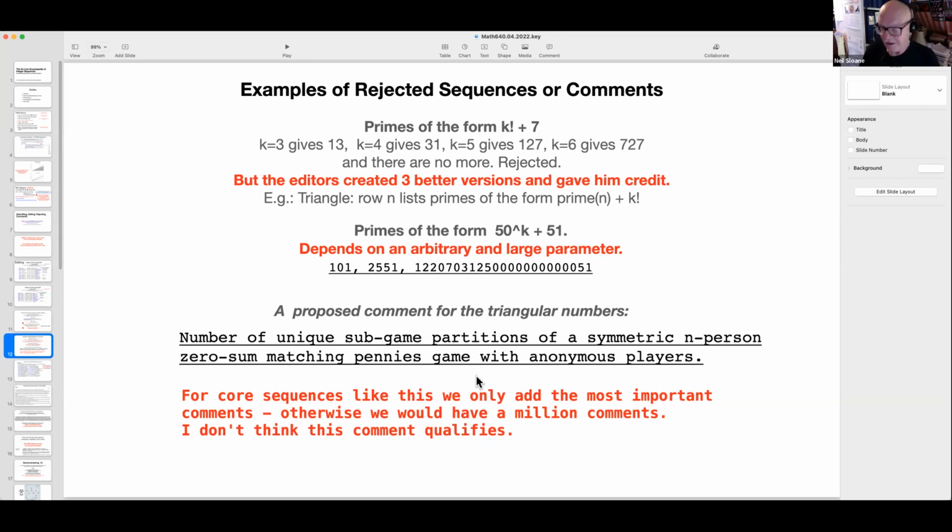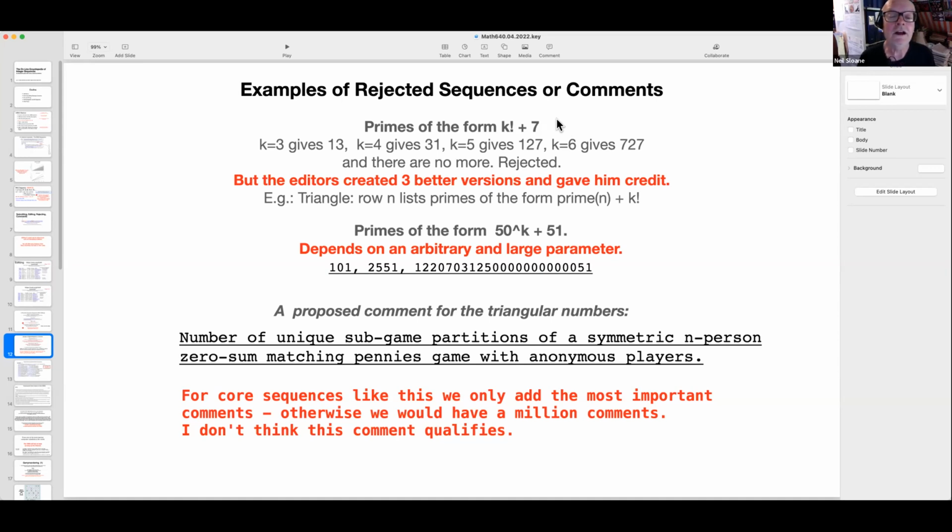But the first example here is primes of the form factorial k plus 7. That's a bit like even primes, because factorial k plus 7 is not going to be a prime once k is bigger than 6, because factorial k is divisible by 7. So that's a kind of a stupid sequence.